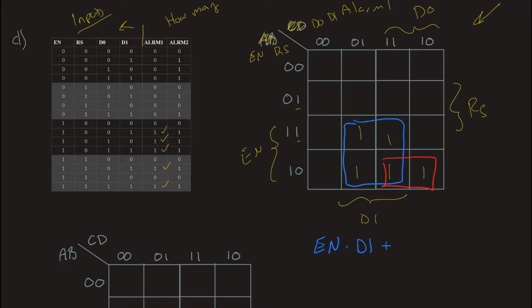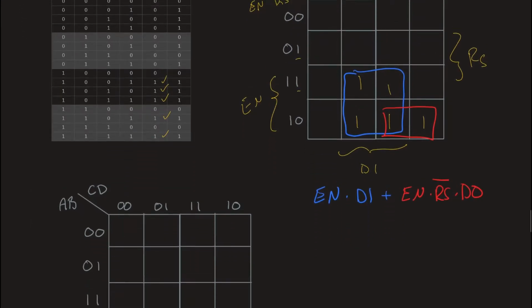Alright, next group. In red we have entirely inside of EN. It is entirely outside of RS. It's entirely inside of D0, and it crosses D1. So that's our first group.